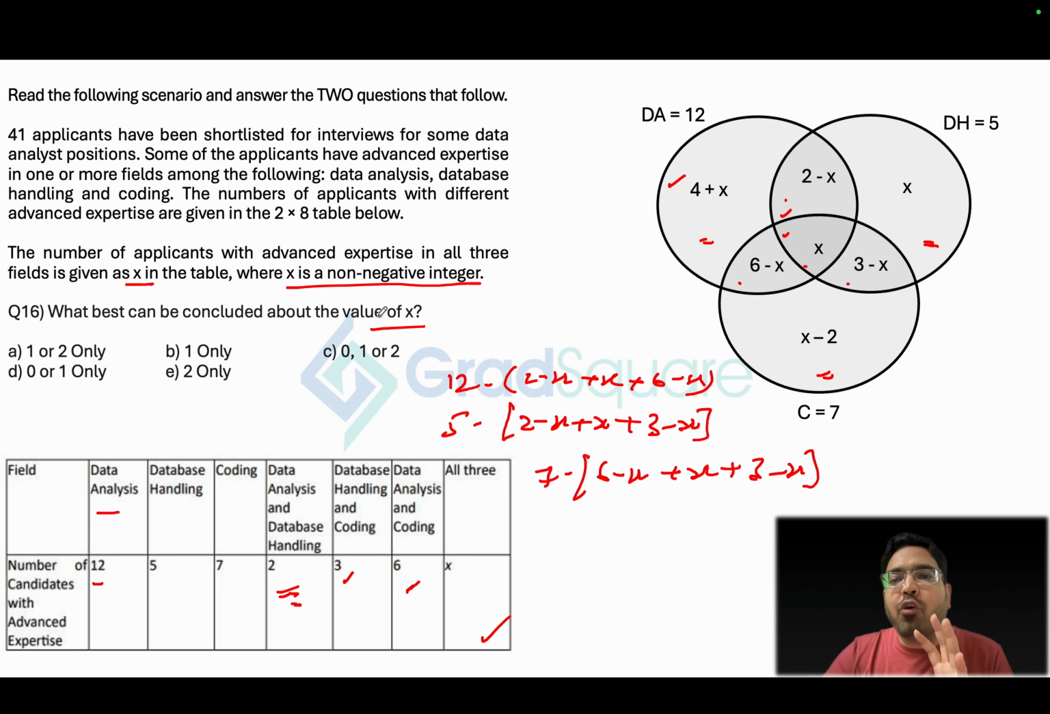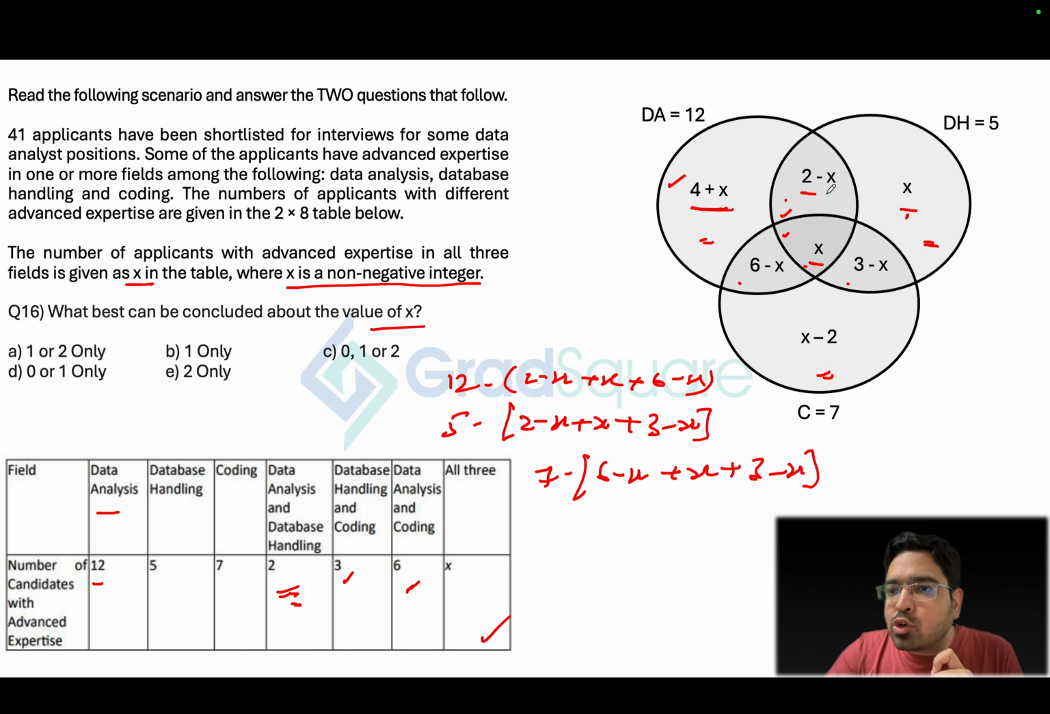Now they are asking what can be best concluded about the value of X. The value of X is a non-negative integer, that's for sure. Now look at all of these values. None of these values should turn out to be negative. I repeat, none of these values should turn out to be negative. They can be 0, that's okay. Now 4 plus X is not a problem. As long as you put a positive value of X or 0, it is fine. Same way, X is also fine over here, and X over here is also fine. So the problem is with 2 minus X, 3 minus X, 6 minus X, and X minus 2.